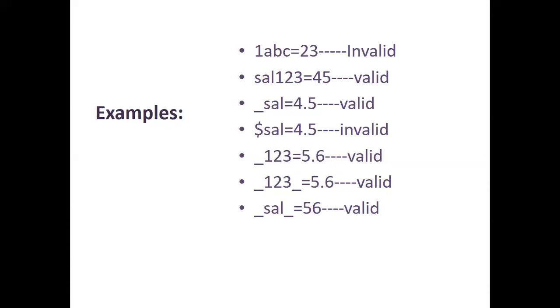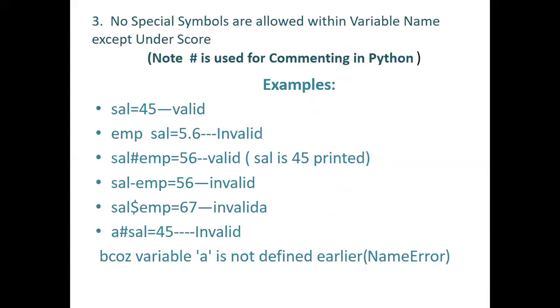Please understand that whatever we write should start with an alphabet or the special symbol known as the underscore, then only it will be valid. But if we start with a digit or any other symbol, it will not be valid. No special symbols are allowed within a variable name except underscore only.